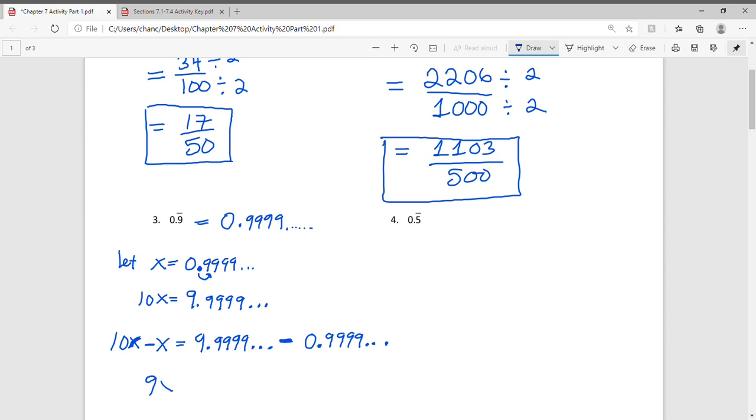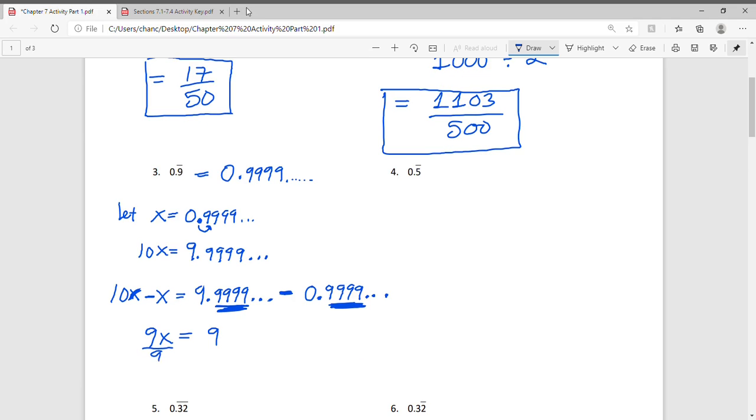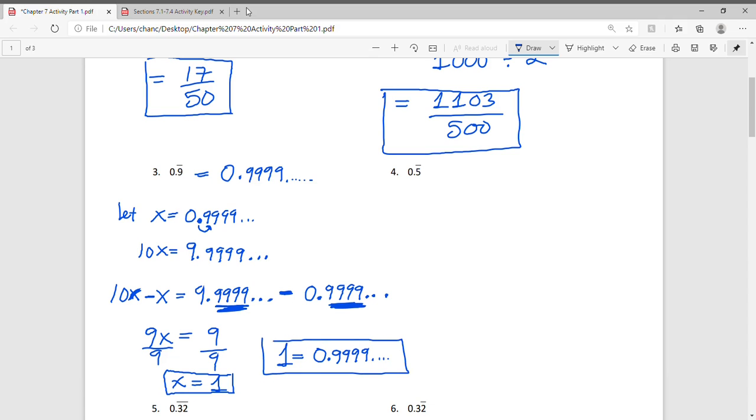On the left, we have 9x. On the right, all of these 9s are going to cancel out. That's what we want. So this is equivalent to 9. Let's divide both sides by 9, and x is equal to 1. Now, isn't that surprising? What we're trying to say is 1 is equivalent to 0.9999. That's what we're trying to say. 1 is equivalent to 0.999 or 9 bar, which is a pretty amazing thing. It is pretty amazing and pretty weird at the same time, but it's true. 1 is equivalent to 0.9 bar.